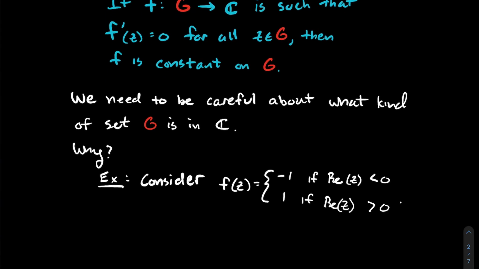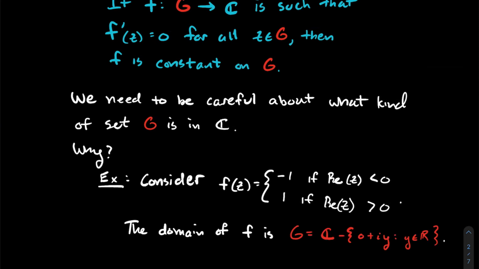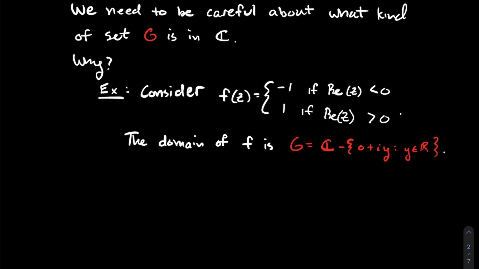If I took this piecewise function f of z is -1 if the real part of z is less than 0, and it's 1 if the real part of z is greater than 0, the domain of this function, it looks like I can plug in anything I want as long as the real part's not equal to 0. And so in this case, the domain would be all complex numbers except for complex numbers of the form 0 plus iy, where y is a real number.